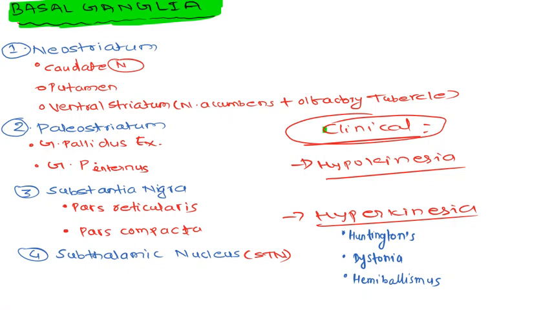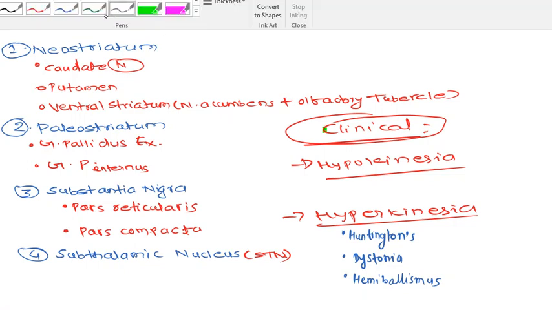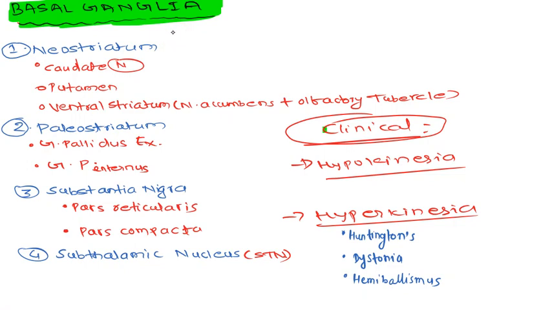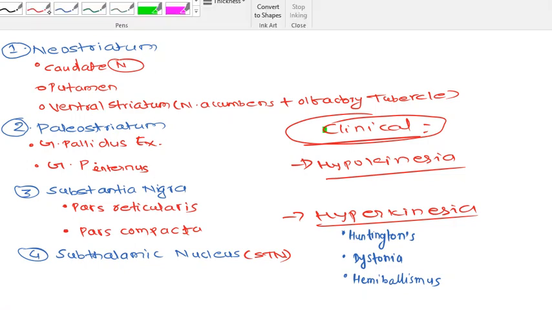See, this is the basal ganglia, which is a misnomer actually. It should be called the basal nuclei. It is the subcortical group of nuclei present in the brain, and it includes different groups of nuclei. So let us see the subdivisions now.